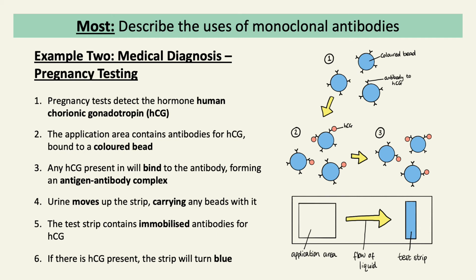The application area of the pregnancy test contains antibodies for HCG, which are bound to a blue-coloured bead. If HCG is present in the urine sample, it will bind to the antibody, forming an antigen-antibody complex. Urine moves up the strip, carrying the antibody and beads with it. There is a test strip at the end, which contains immobilized antibodies for HCG. Immobilized means that the antibodies are stuck there. If the blue HCG antigen-antibody complexes are present, then HCG will bind to the immobilized antibody and the strip will turn blue. This means the woman is pregnant.